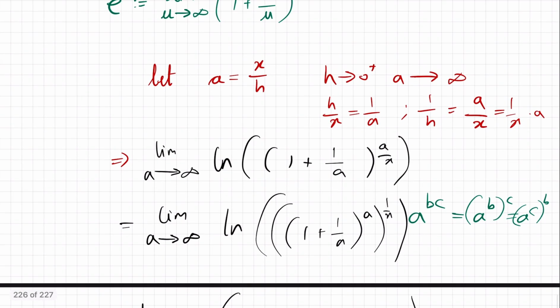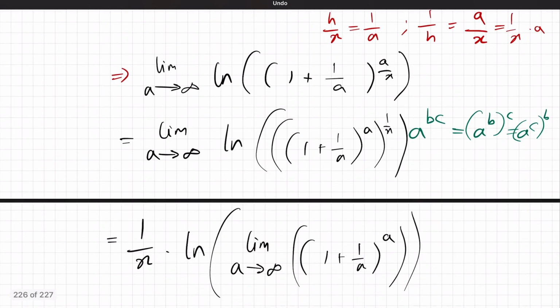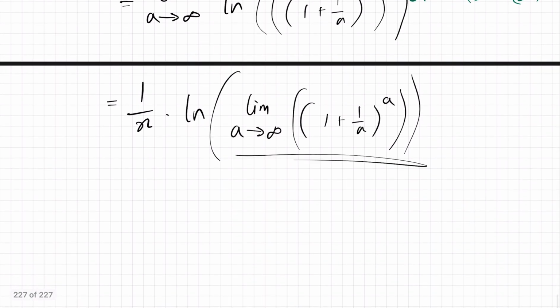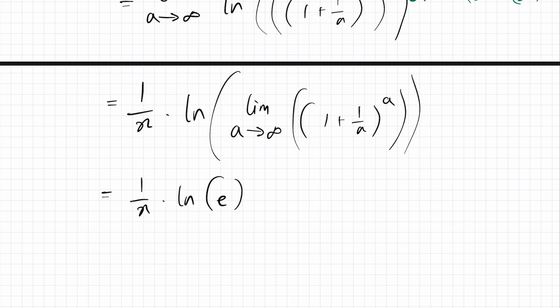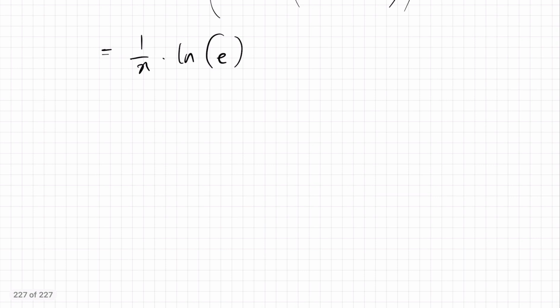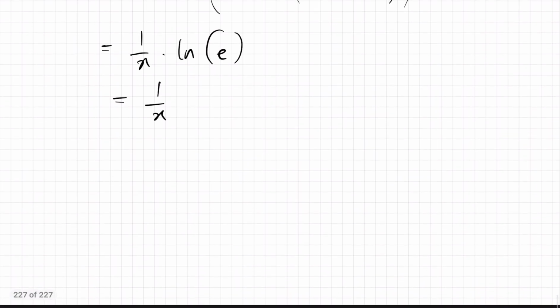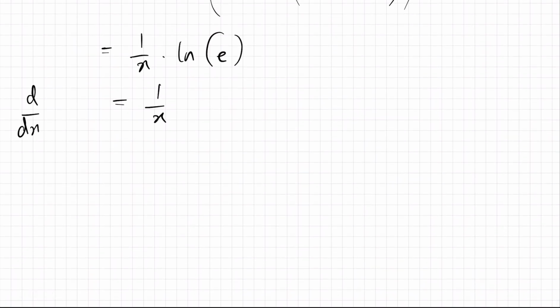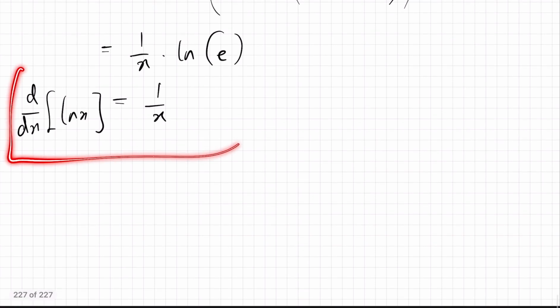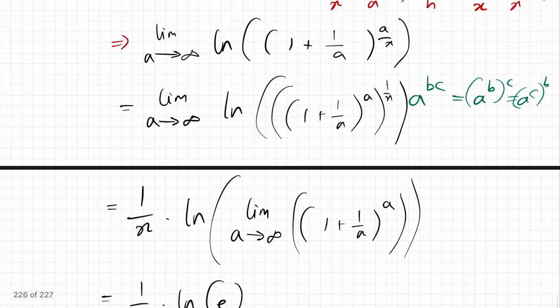And here's where our definition of e comes in. As you can see, u is just a dummy variable, so we could always just replace a with u. And then therefore that's equal to 1 over x multiplied by ln of e. By definition, ln of e is simply just going to be 1. So therefore, that's how we get the answer. The derivative of ln x is equal to 1 over x. So yeah, that was how we got there.